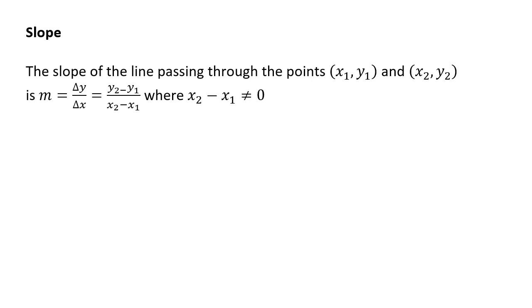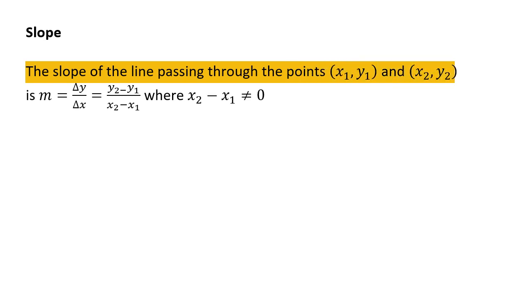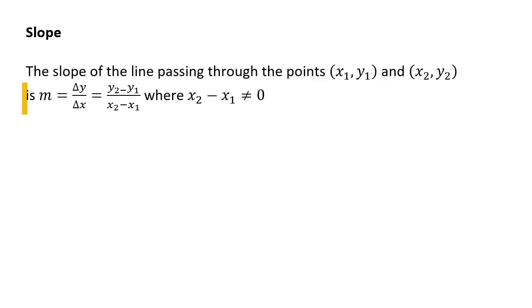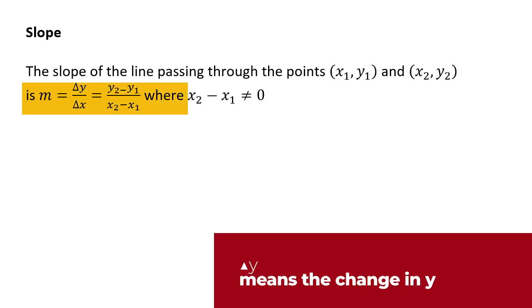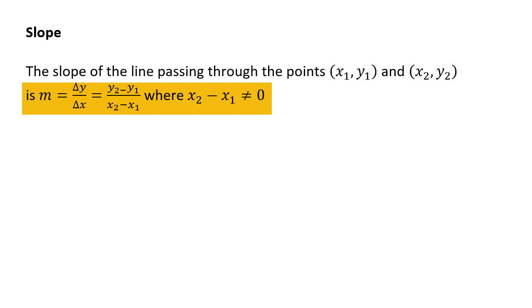An important feature of any line is its slope. The slope of the line passing through the points (x1, y1) and (x2, y2) is designated by the letter m. And it's the change in y, that little triangle means delta y, over the change in x. And this is y2 minus y1 in the numerator over x2 minus x1 in the denominator. And of course we cannot divide by 0, so x2 minus x1 cannot equal 0.